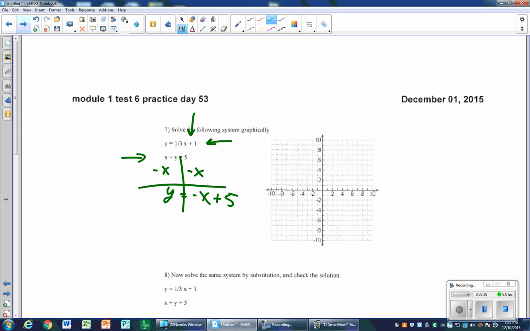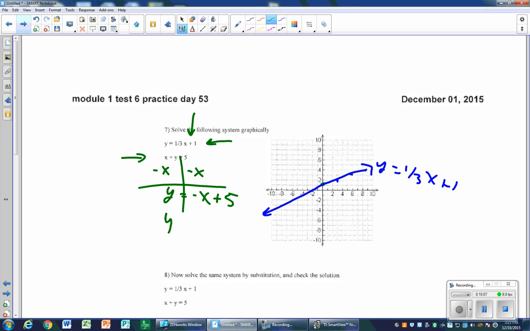We start at +1 because that's the y-intercept on the y-axis. And then we do the slope, which is rise 1, run 3. Rise 1, run 3. We'll be using our ruler on the test tomorrow. Make sure that you put down y equals 1/3 x plus 1.